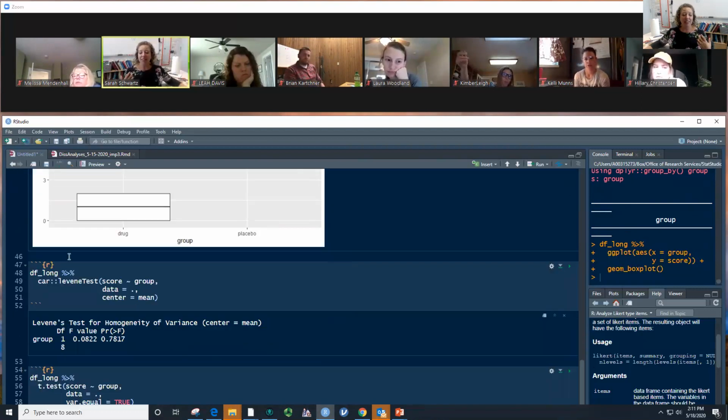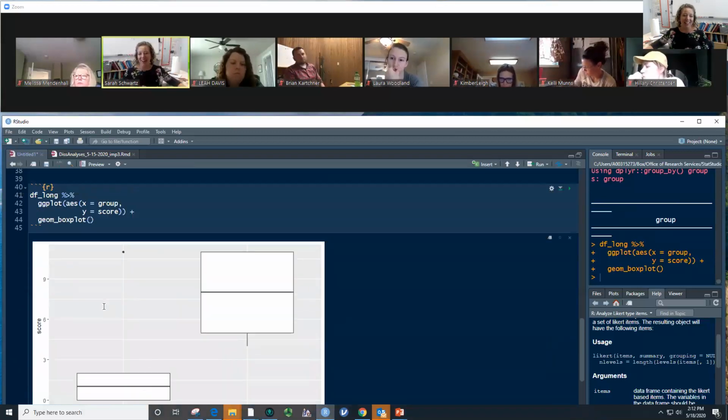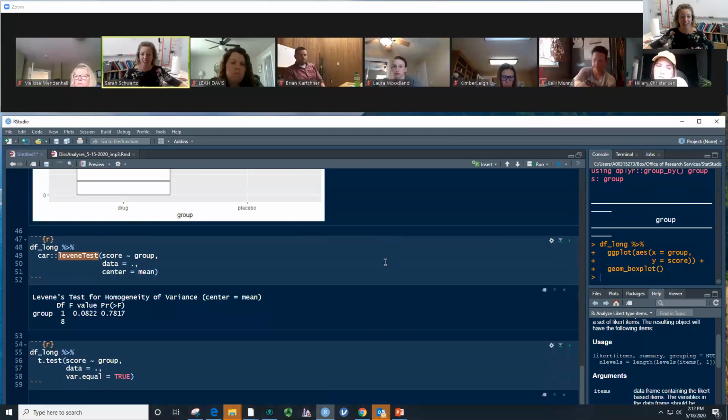And the way we answer that is with Levine's test. Levine's test is a test where the null hypothesis, nothing going on, is that there is no difference in the spreads. That the 2 groups have essentially close enough to the same standard deviation. Now, they're not exactly the same, 4.6 and 3.3-ish. They're not exactly the same, but are they close enough we can work with it? That's what Levine's test is answering.